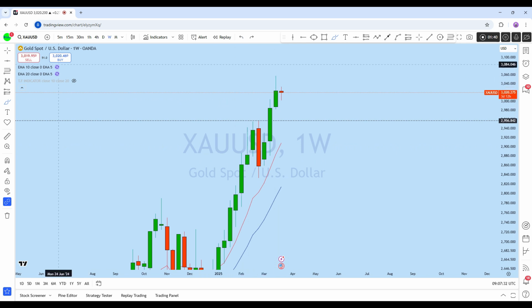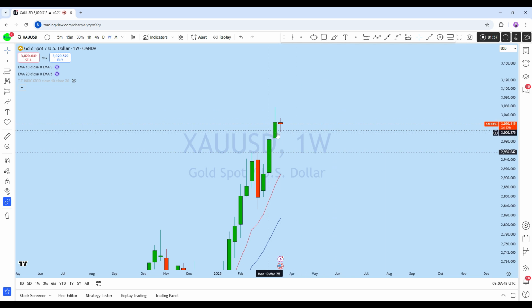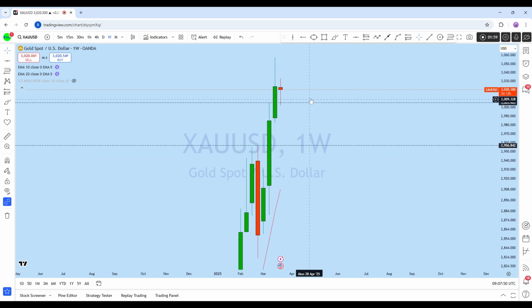Now on this previous weekly candle, you see there is a long wick at the top, where we might see potentially this week a wick fill here. We have seen that there is enough pullback here. The price has crossed this previous weekly high, and we see the buyers trying to buy again here.